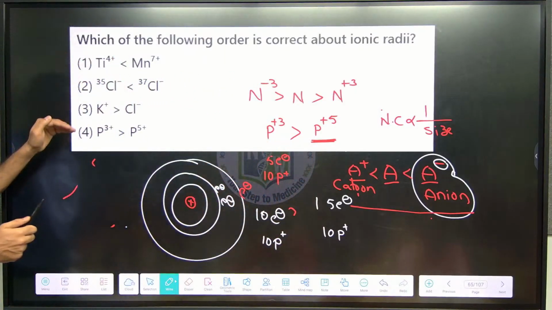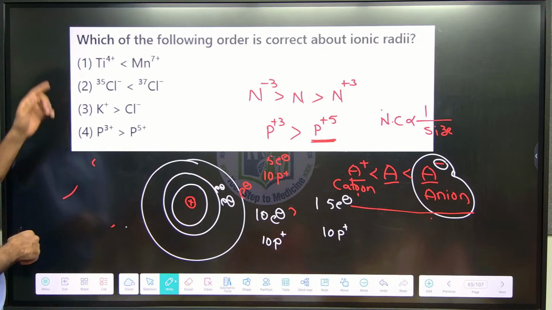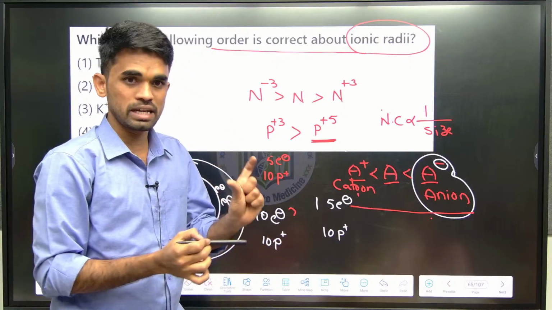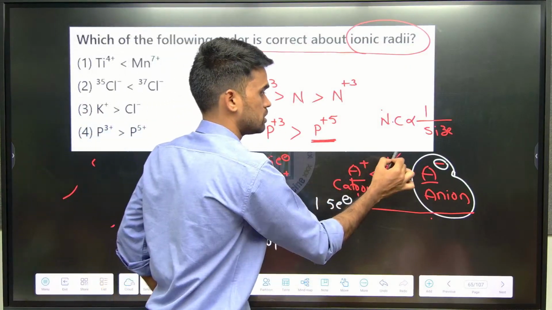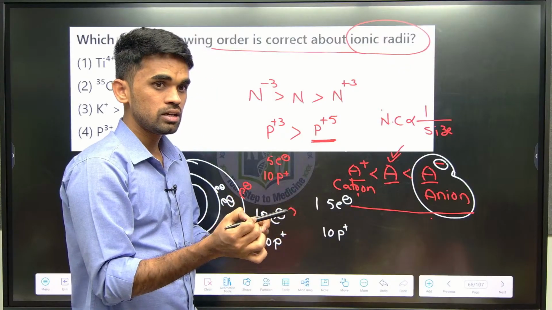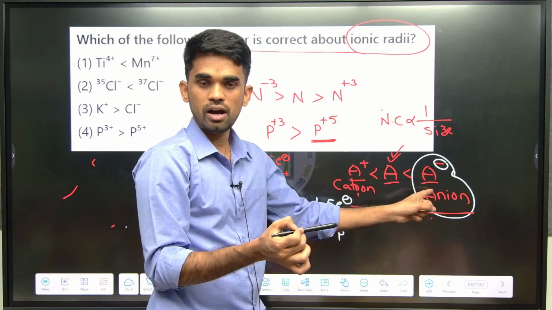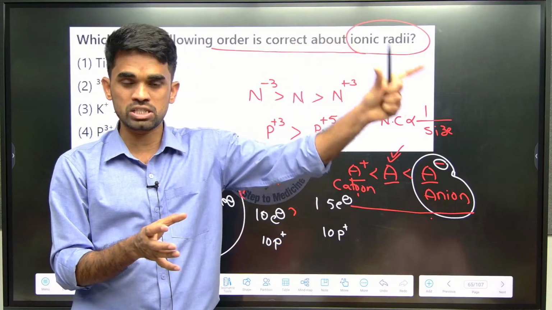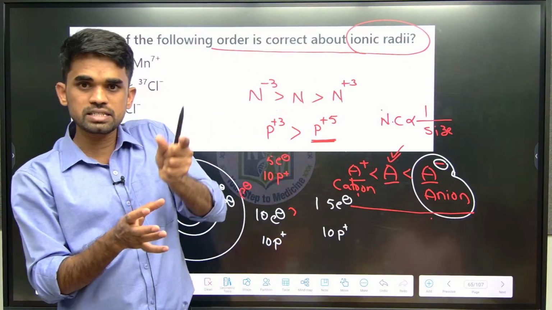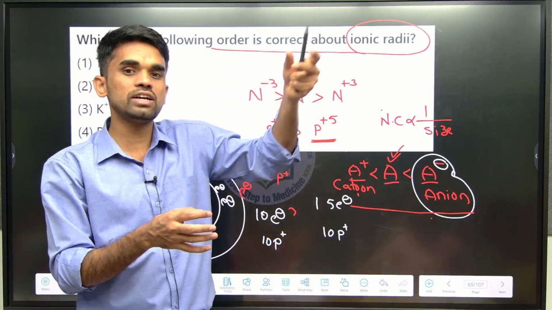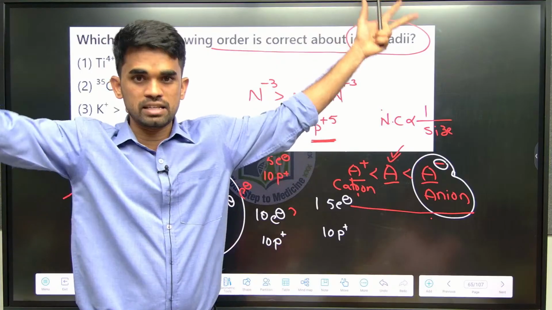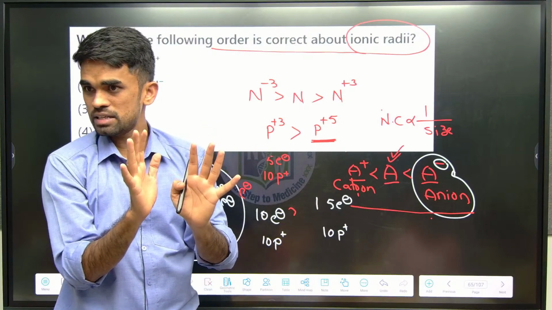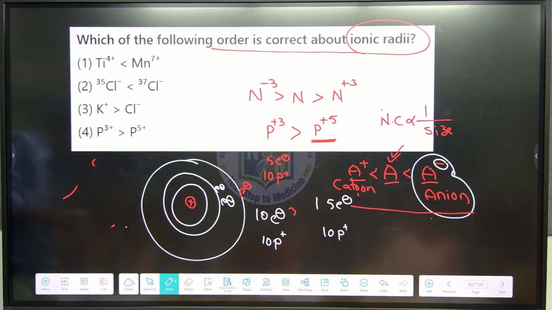Now come to this. Which of the following orders is correct about ionic radius? See, when I say atomic radius, it is discussing atoms. When I say ionic, it is discussing anion and cation. So for a particular element, always the anionic size is larger, then its atom, then its cation. So more is the negative charge, more is the size. More is the positive charge, smaller is the size. Remember this? Now tell me, what is the answer for this?